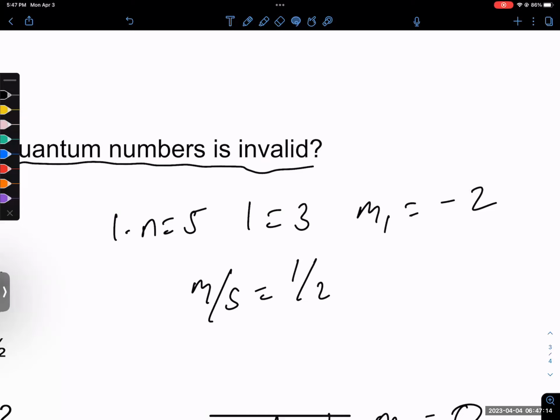There's a lot of F orbitals or subshells. What energy level is it on? Which quantum number is the energy level quantum number? Awesome.